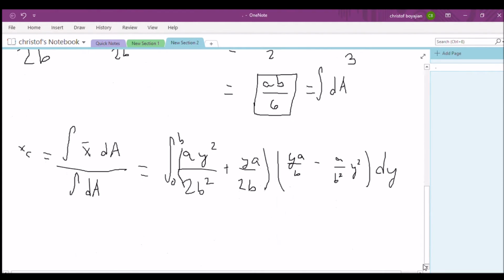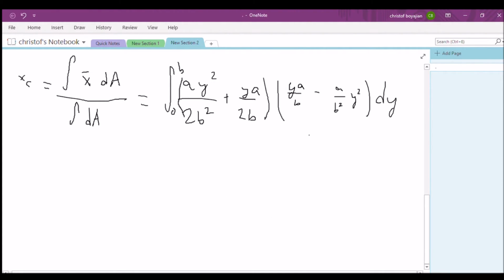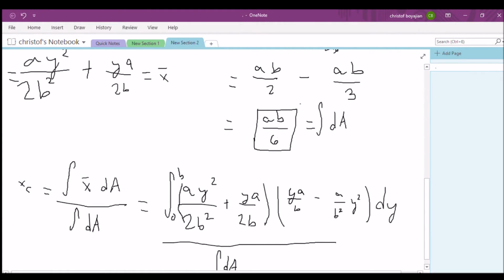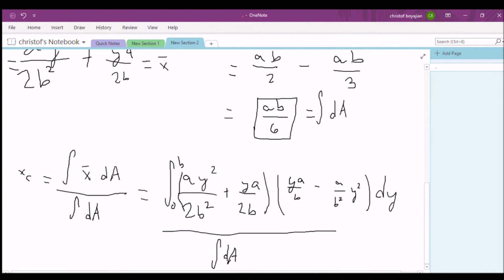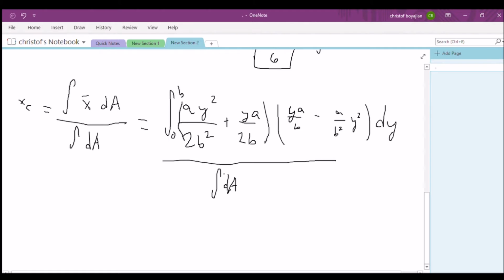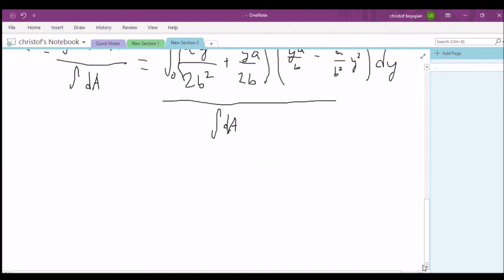All right. And then this should be over our integral of dA. And we already solved for this. We already solved for the integral of dA, which is this. But I'm going to replace that later. And just for now, I'm going to keep it as the integral of dA. But we're not going to forget about it. Okay.